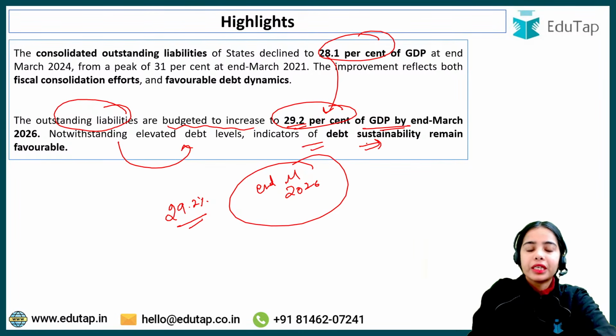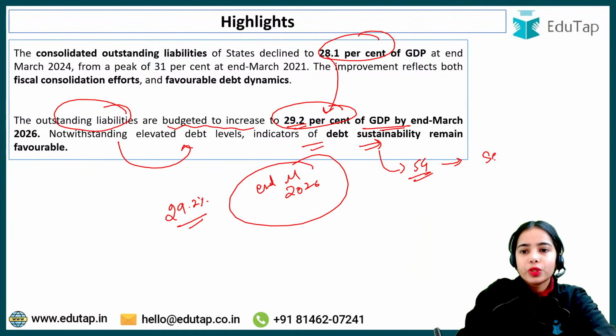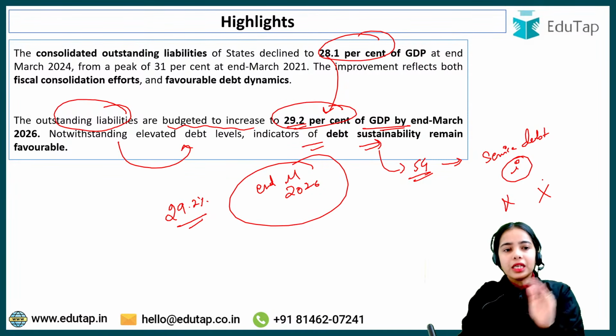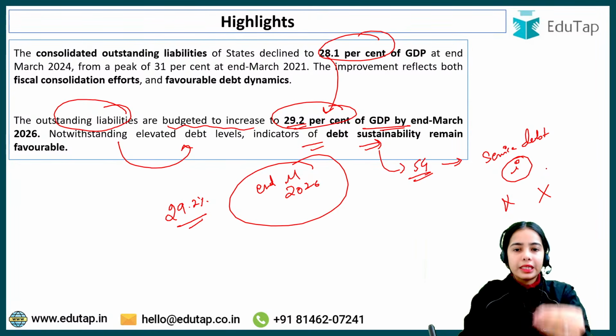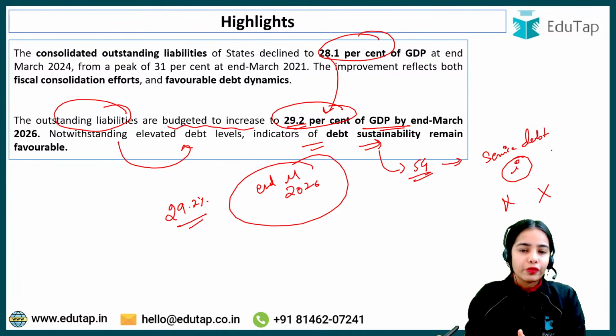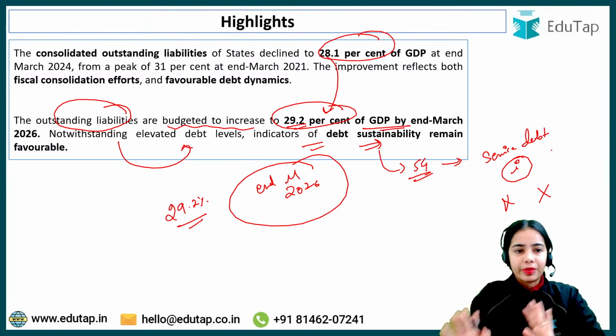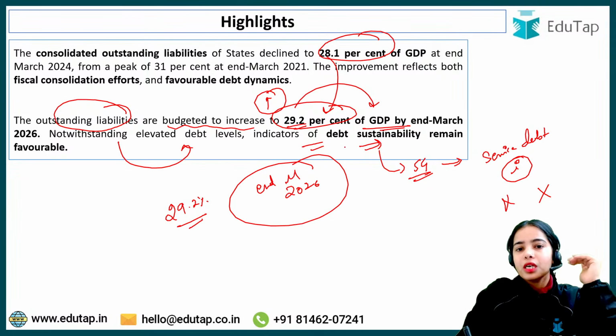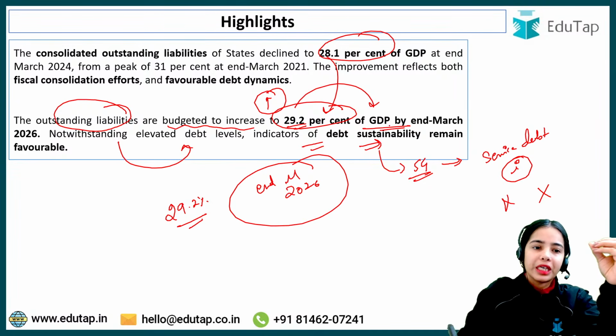indicators of debt sustainability remain favorable. That means the state governments have the capacity to service the debt, to pay the interest on the debt, without any stress or major problem. So there are indicators of debt sustainability, and this remains favorable. The state governments have the capacity to continuously service the debt they are taking, so there is no stress in servicing the debt. So despite the elevated debt levels as a percentage of the GDP, the indicators of debt sustainability remain favorable.